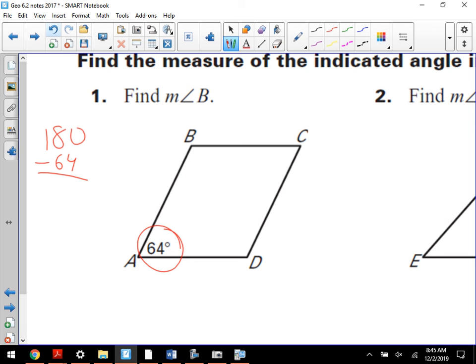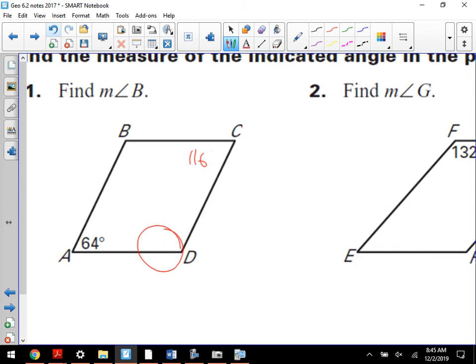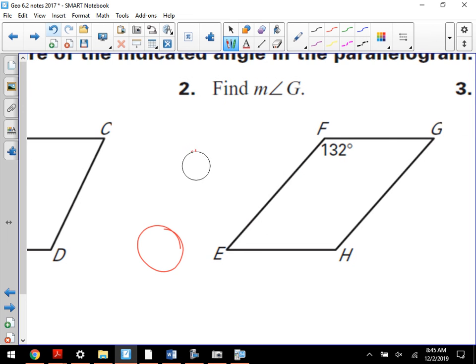What did you say it was? 160. Ooh, it's mathing hard for a Monday. What else? What other angle is 116? D. What's C then? Let's start with that. Pretty straightforward. You know, I'm trying to help you out every once in a while.